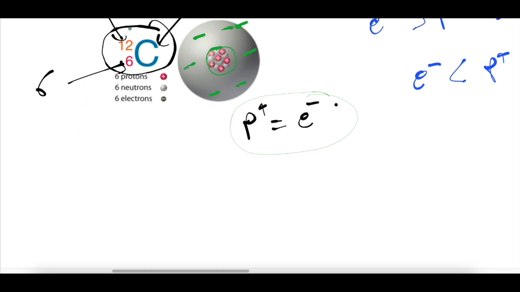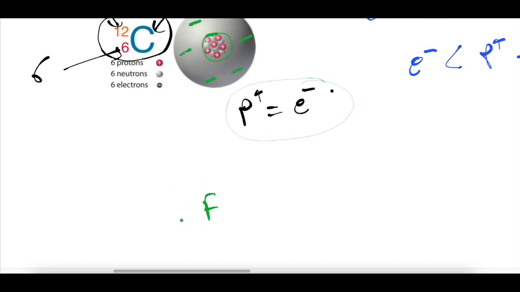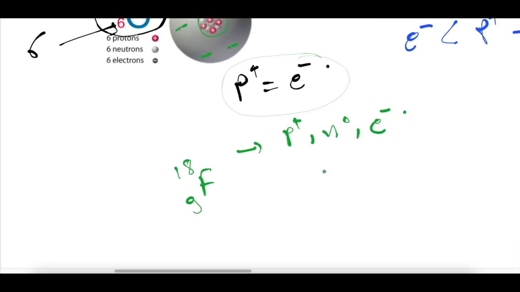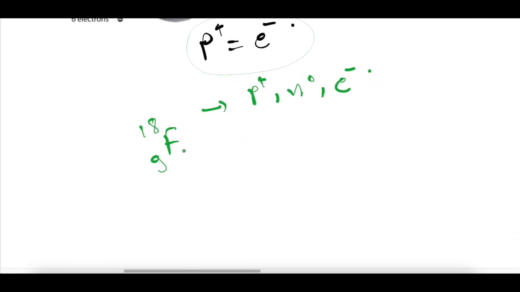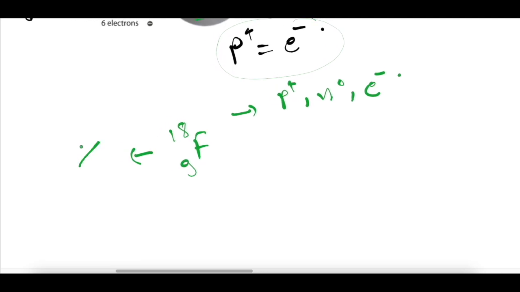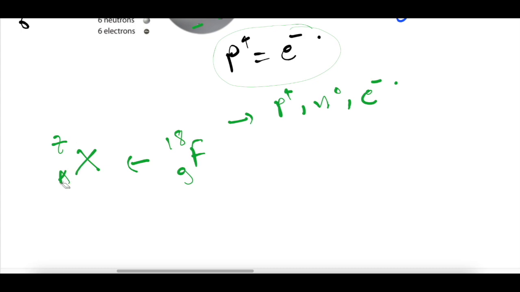Let's do this example. We have this nuclide, the fluorine. So we'll give the number of protons, neutrons, and electrons. So we know that here in this nuclide, by analogy, in the bottom left, we have the atomic number. In the upper left, we have the mass number.